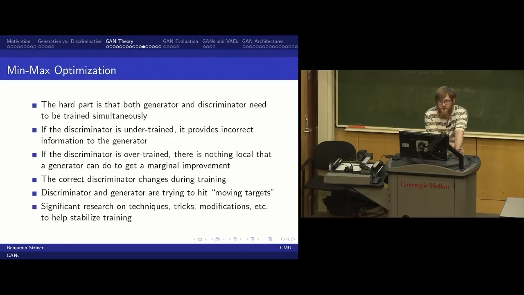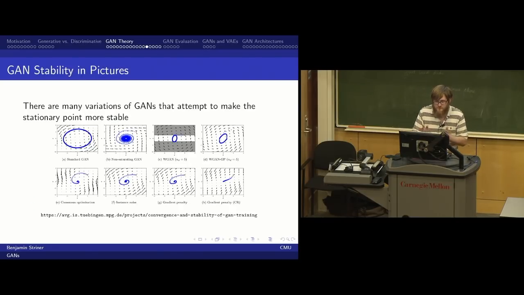The real hard part is you've got these two different parts, the generator and discriminator. You need to train them at the same time. You can't train just one or just the other, and the ratio between the two of them affects whether it converges or oscillates or does something silly. So you're trying to hit moving targets on these two different players that are playing against each other, and the research really comes into techniques, tricks, and modifications.